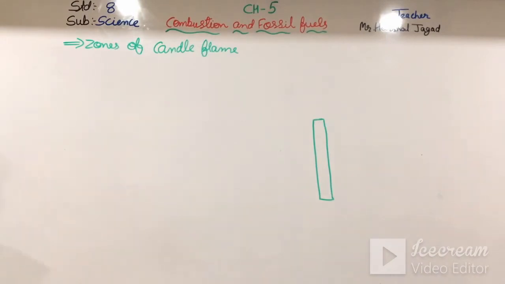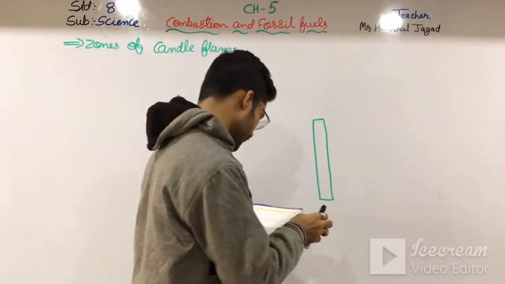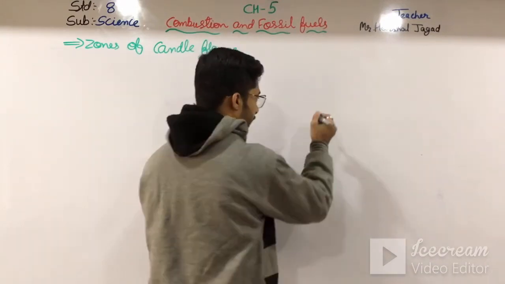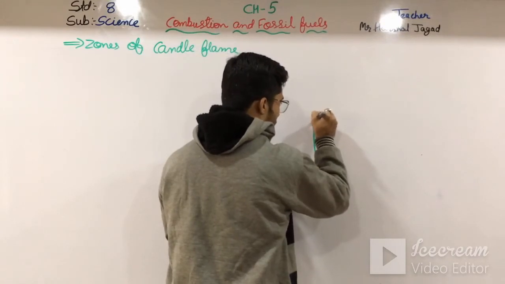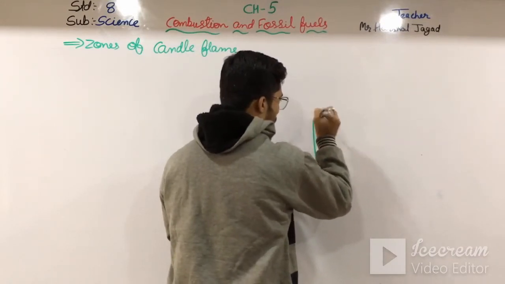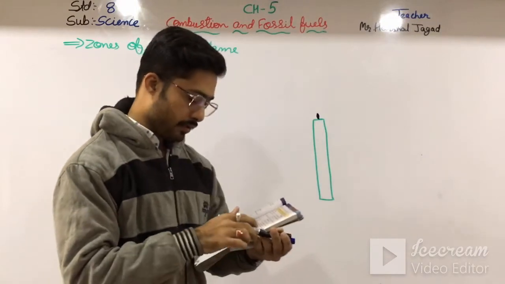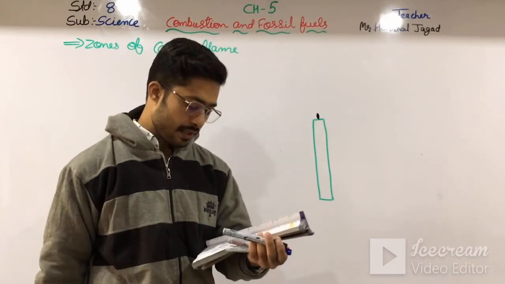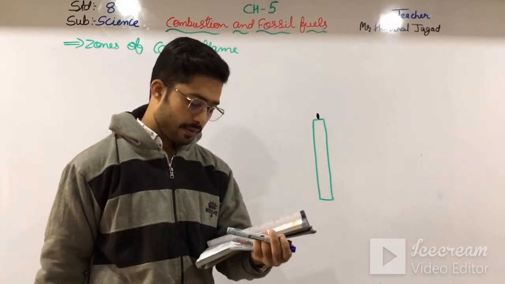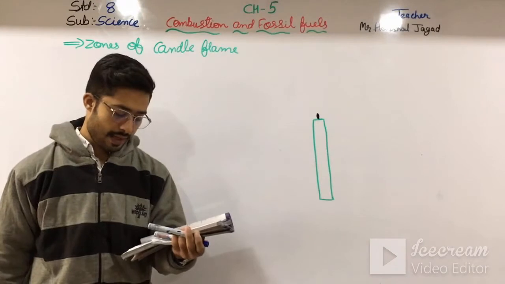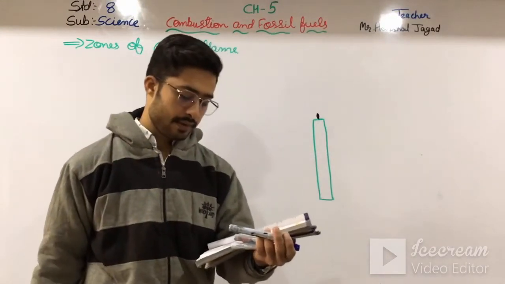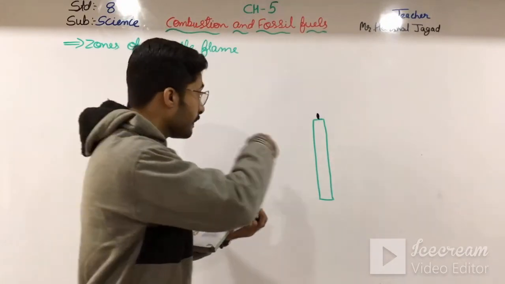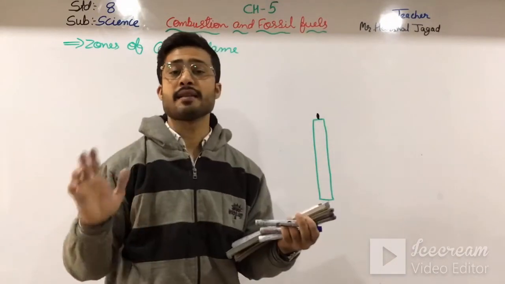First of all, the black part is over here in the middle. So that is the inner zone. The inner zone is black. It is the coolest part of the flame. In this zone, the wax vapors remain unburned as no oxygen is available. This zone is completely dark and emits no light.